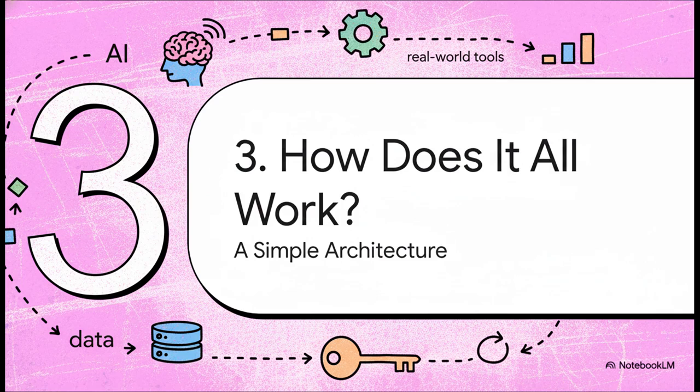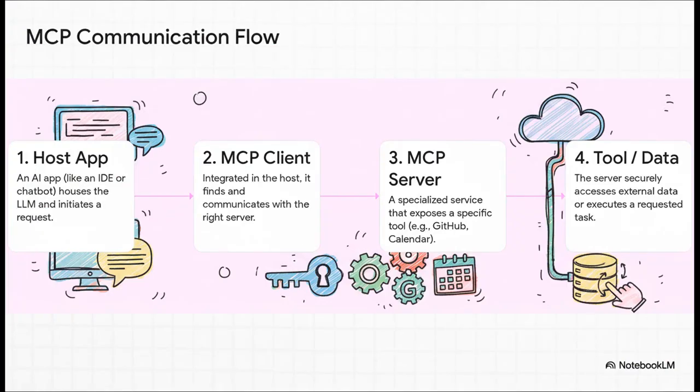Okay, so you might be thinking this all sounds super technical, like some kind of magic. But the way it actually works is surprisingly simple. Let's break down the communication flow because it's really quite straightforward. It really just boils down to a classic client-server model. So you have the AI application, the host, and it has an MCP client built right in. That client's only job is to go out and find and talk to these things called MCP servers.